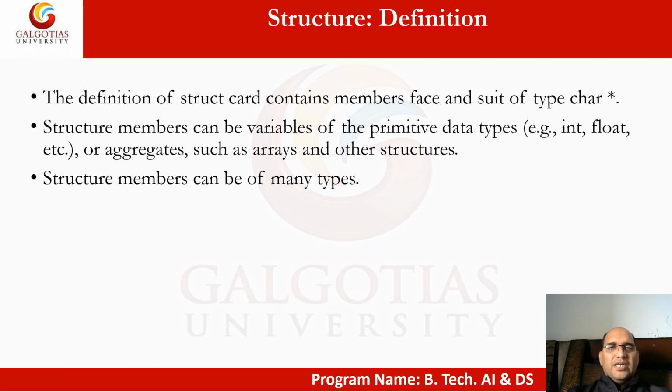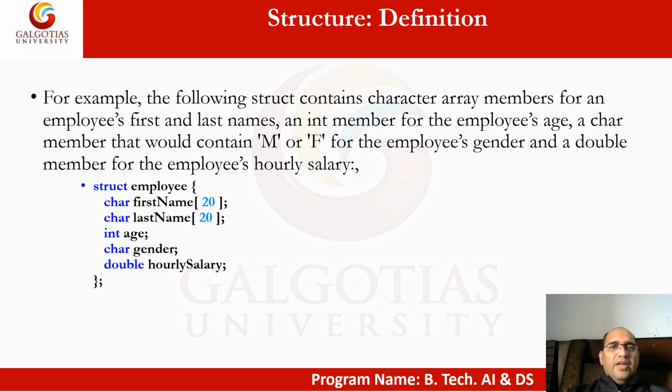Now, the definition of struct card contains members face and suit of type char star. The structure member can be a variable of primitive data type, for example float, int, etc., or aggregates such as arrays and other structures. A structure member can be of many types. For example, the following struct contains character array members for an employee's first and last name, an int member for employee age, a char member that would contain M or F for the employee's gender, and a double member for employee hourly salary. So you can see this structure.